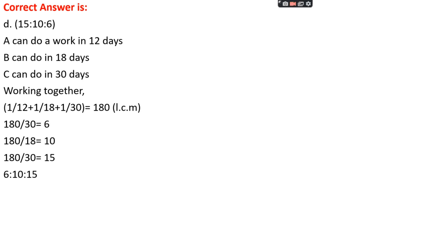In such a case where the money is distributed, always take the LCM and divide. Since this is the days taken, the money is distributed according to the efficiency. Efficiency is always the inverse of the time taken, so 180 by 12 is equal to 15, 180 by 18 is equal to 10, 180 by 30 is equal to 6. So 15 is to 10 is to 6 will be the ratio in which the money is divided. Money is always divided in terms of efficiency, not in terms of the time taken.